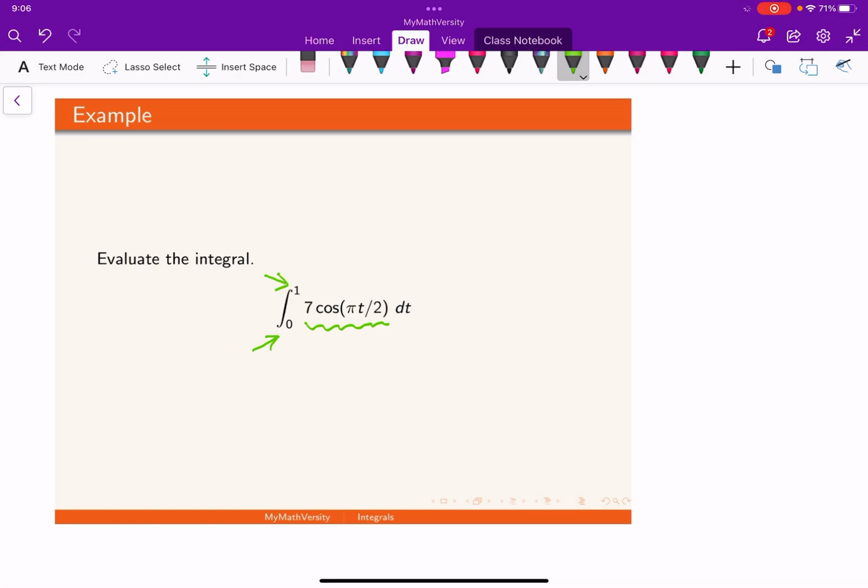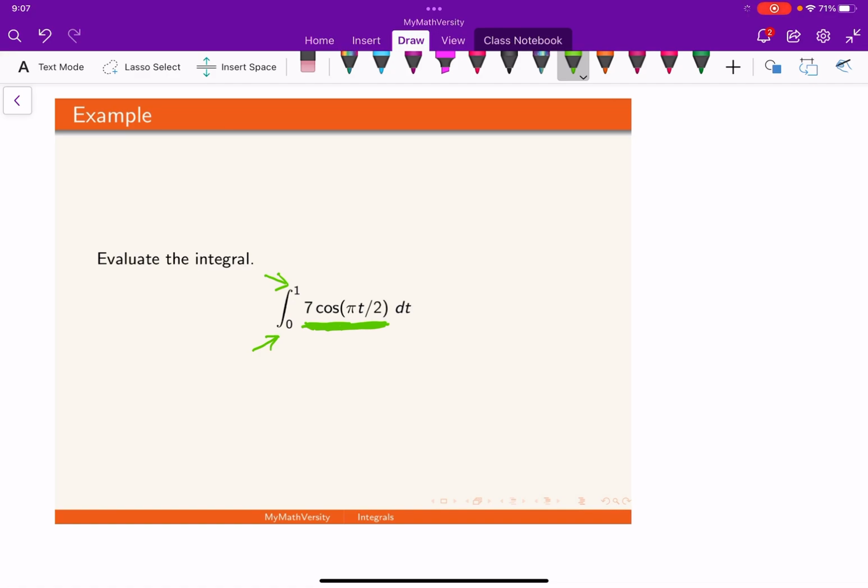Since this is a definite integral, and this function over here, 7 times cosine of pi t over 2, is continuous on that closed interval 0 to 1, we can definitely use the fundamental theorem of calculus. If we want to use it, we need to know the antiderivative of this, right? A particular antiderivative, so that we can use the fundamental theorem of calculus. So that's the strategy we want to use.